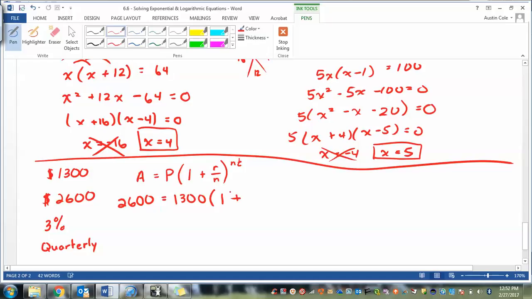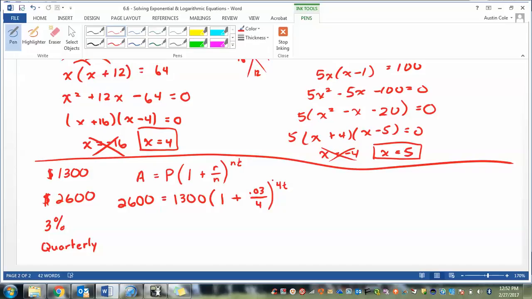1 plus my rate, which is 3%, so that's 0.03, over 4 since it's quarterly, and we're going to raise this to the 4t. Are there any questions about how we set that up? We used our compound interest formula and plugged in all the information that we were given. Now, let's find t.